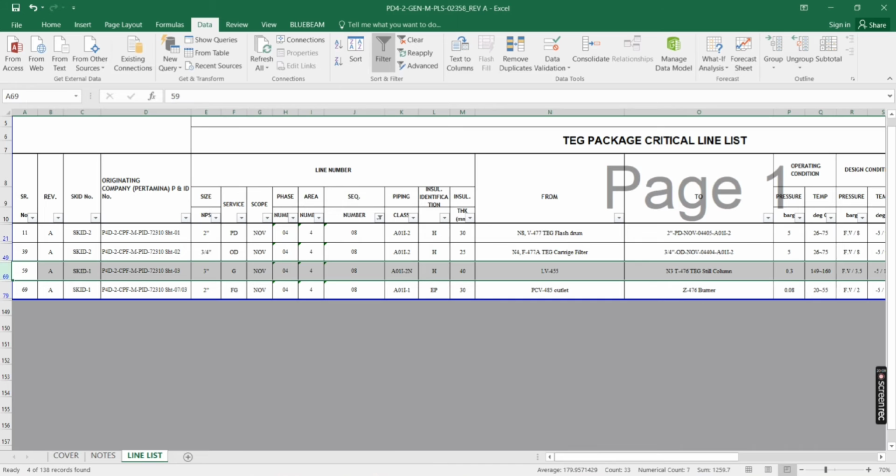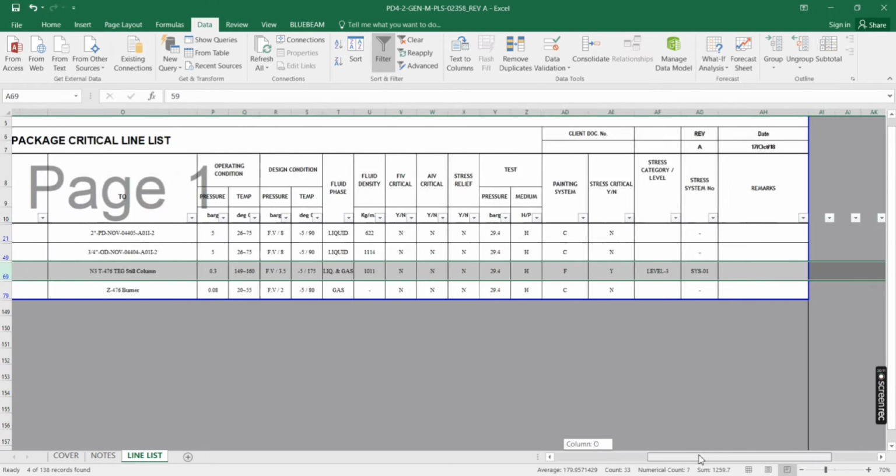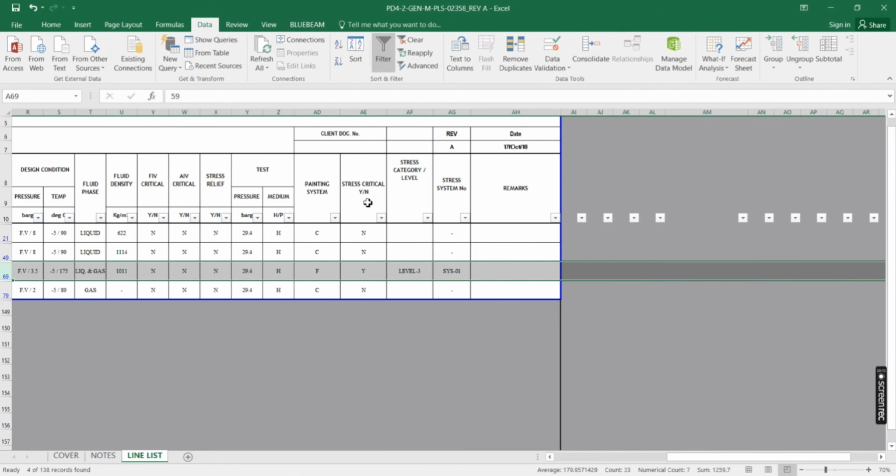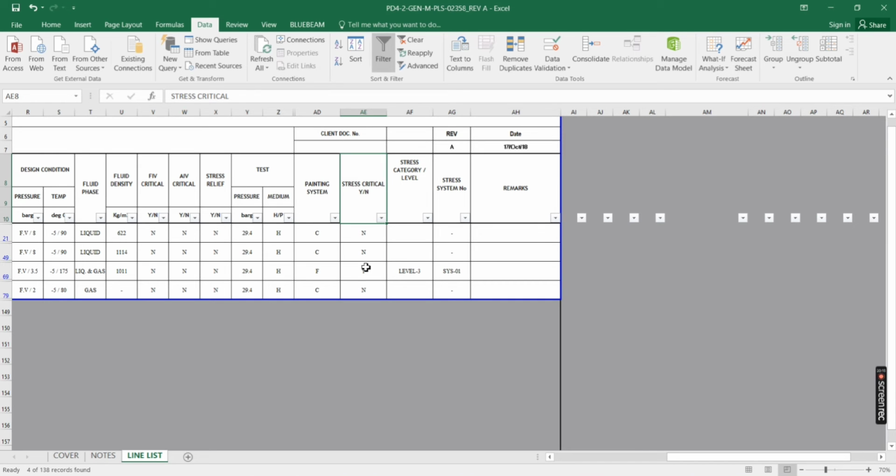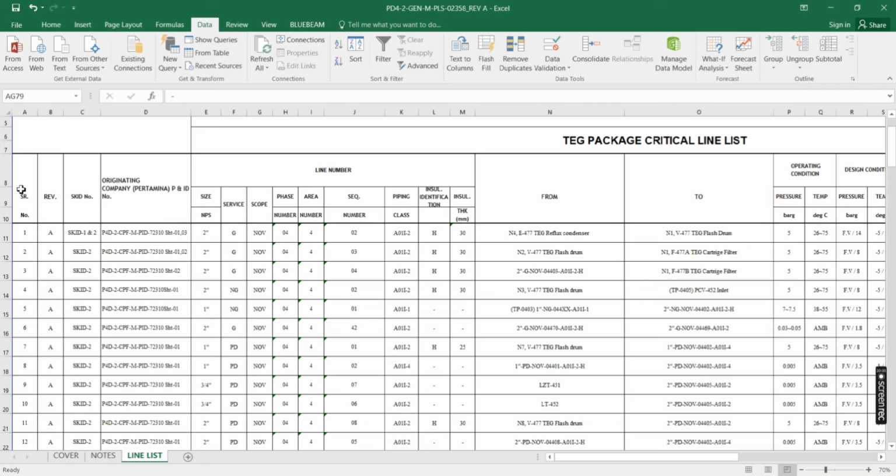Okay, so here it comes under category stress critical, yes, and the level is level 3, and we have marked it as system TEG system 001. You need to give this one TEG hyphen system 001. Okay, so I will remove the filter. Now we will see.